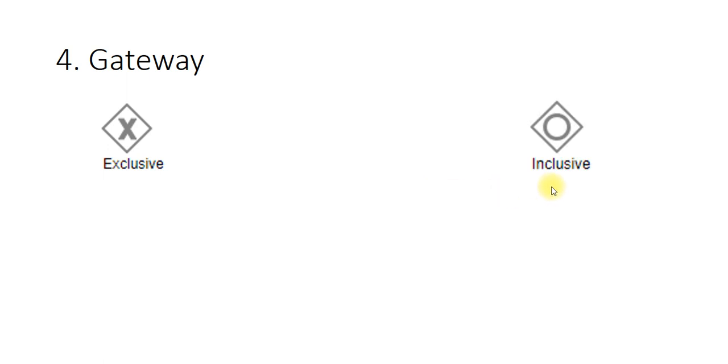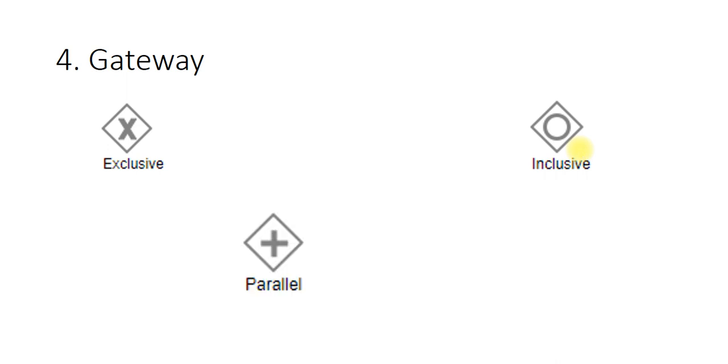Next is the inclusive gateway, or OR gateway, which allows us to pick either one option, or both options, or all options that are possible out of the gateway. It is called OR, inclusive OR gateway.